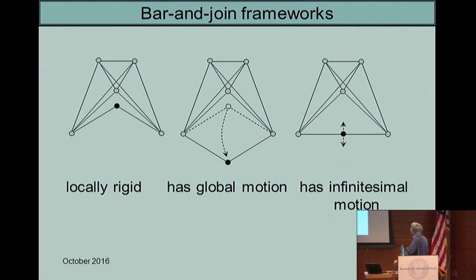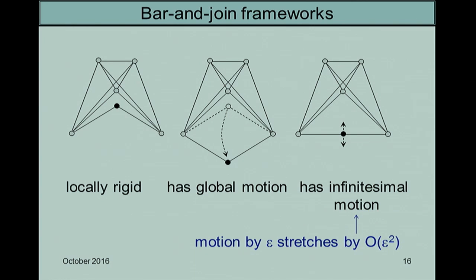On the other hand, if you look at the degenerate situation when the black node is on the line of the two nodes at the bottom, then this does not have any global motion, so it is rigid. However, you feel that there is something here. You can almost wiggle this up and down, and in fact it has a special property that if you move this up or down by epsilon, then it stretches the edges only by order epsilon squared. And so we say that it has an infinitesimal motion. To first order, it preserves the edge lengths.